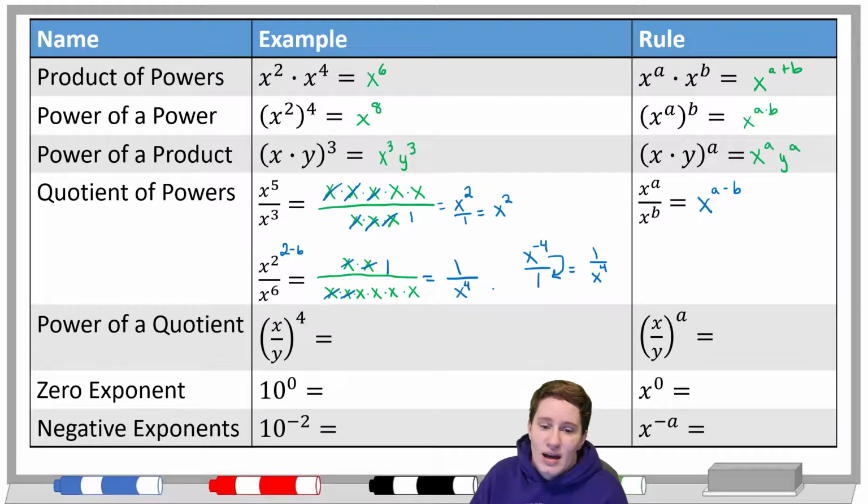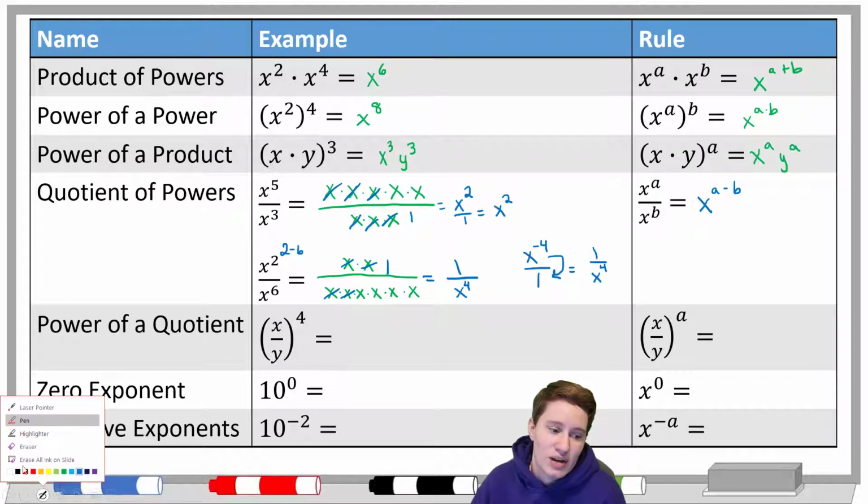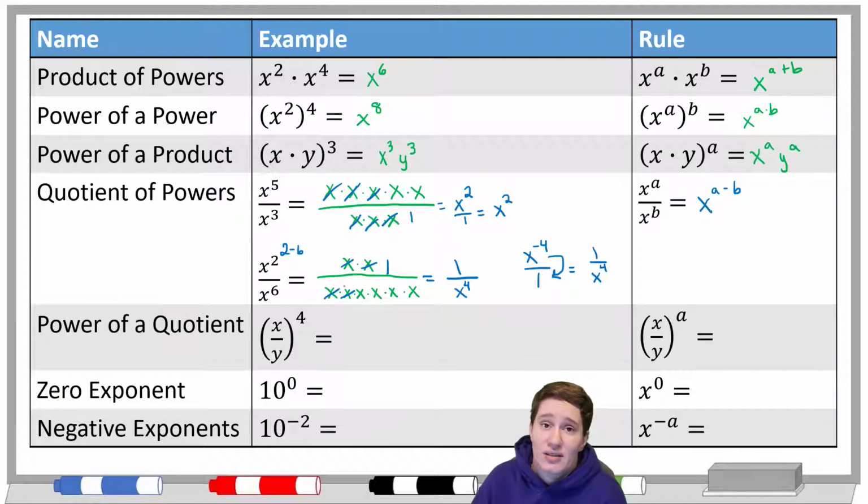Let's look at power of a quotient. So this is basically the same as power of a product. Because if we have a fraction inside, we are basically just going to say everything still needs this 4th power. So x over y to the 4th power ends up being x over y times x over y times x over y times x over y.